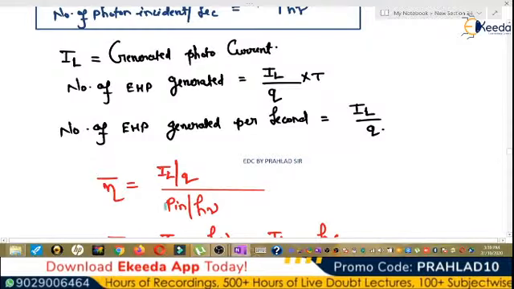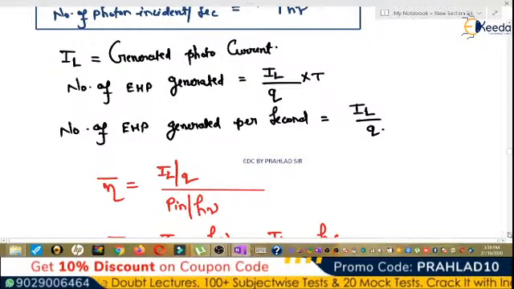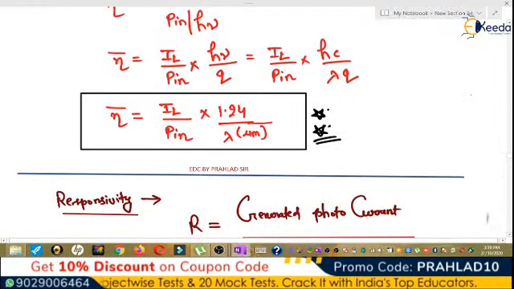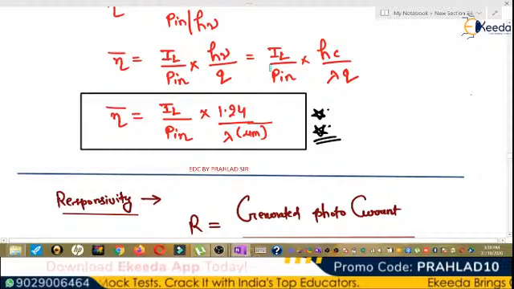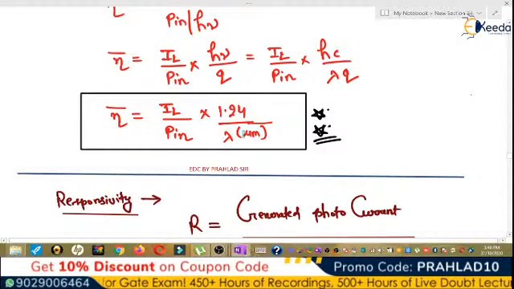So when we calculate eta bar, which is quantum efficiency, it is IL over Q divided by Pin over h nu. So eta bar is IL over Pin into h nu over Q. Here nu is the frequency, which is c by lambda. So this is IL over Pin into hc by lambda into Q, and hc by Q is 1.24 by lambda, but lambda should be in micrometers. So this is the formula of eta bar, which is called quantum efficiency.